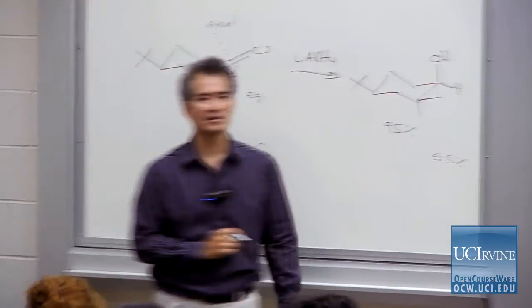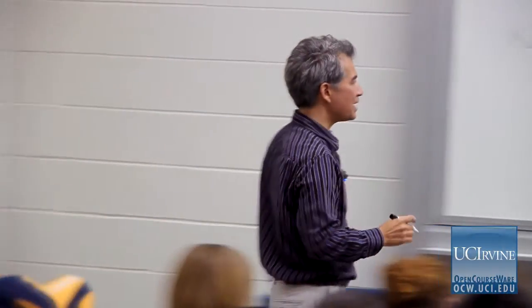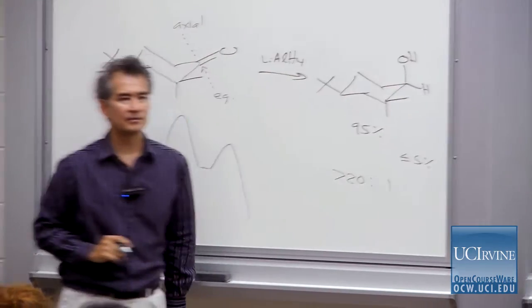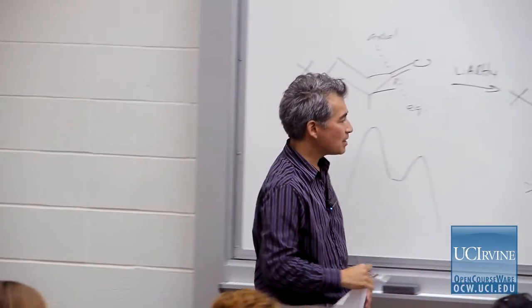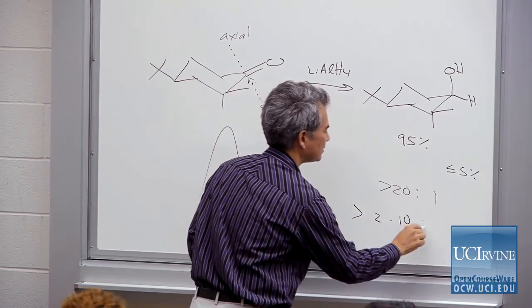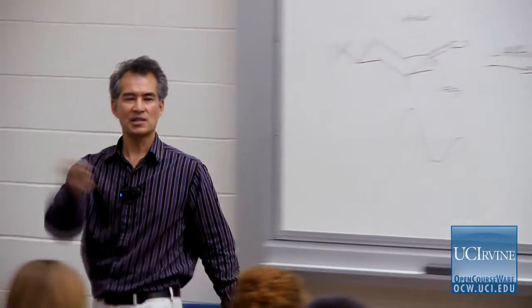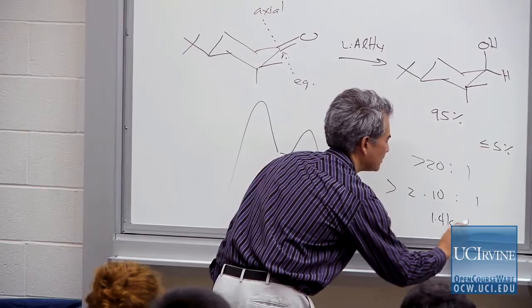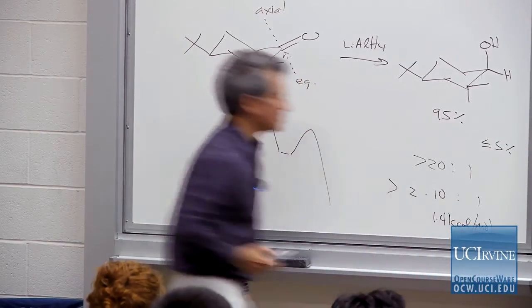You already know two numbers in a ratio. I've got two numbers. I can make a ratio out of that. That means the ratio is at least 20 to 1. Right? I don't know how much of the minor isomer, maybe it was 1%, but I know it was at least 20 to 1. It might be greater. And so what does that mean? It's a factor of 2, and it's a factor of 10 to 1. How much energy for a factor of 10? 1.4 kcals per mole. How much energy for a factor of 2?